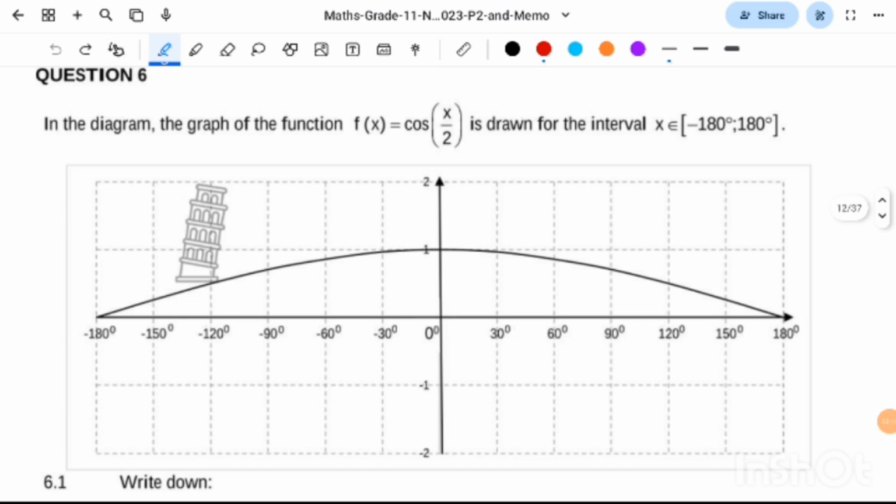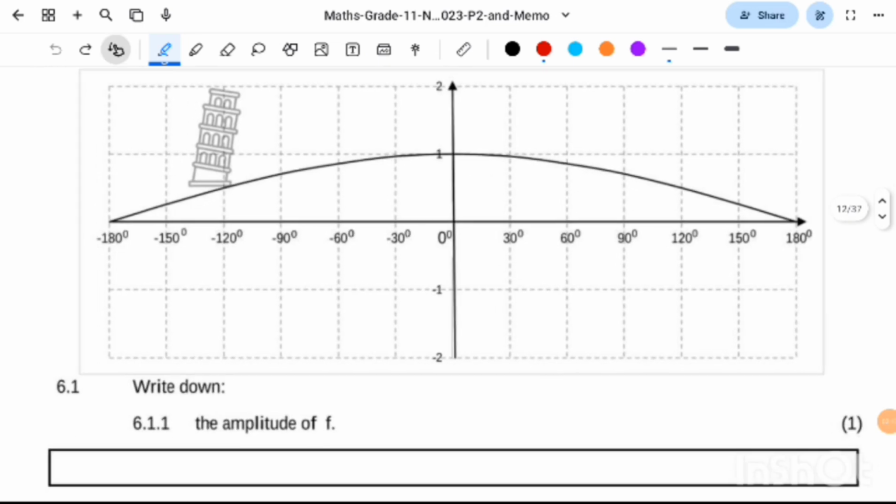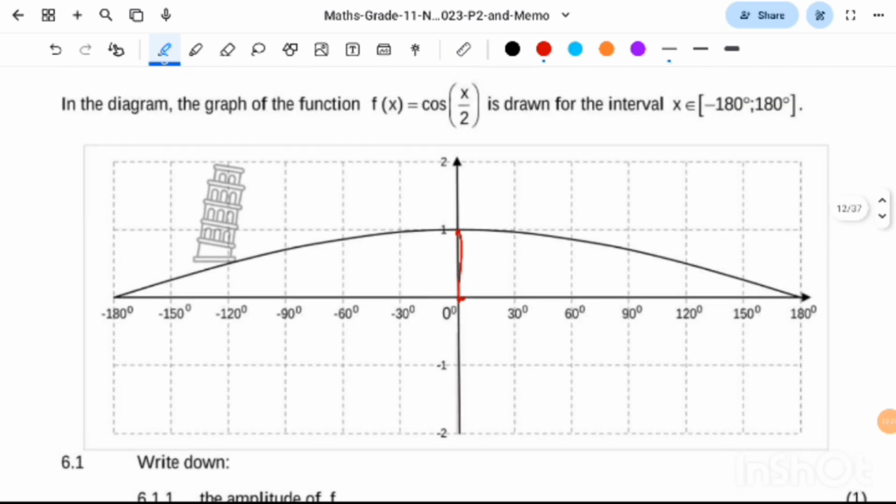What is the amplitude of f? The amplitude of f is easy. It is 1. Why do we say 1? Because your graph goes from here all the way to there. The other way to know that it is 1, what did we say in the last lesson? You will see it by the value there. If there's nothing there, it is 1. That means my amplitude is simply 1.